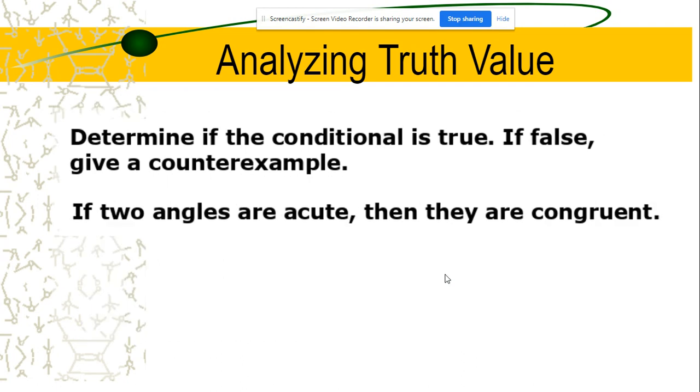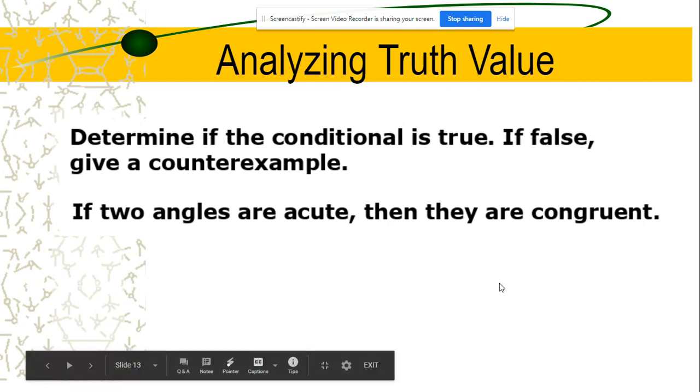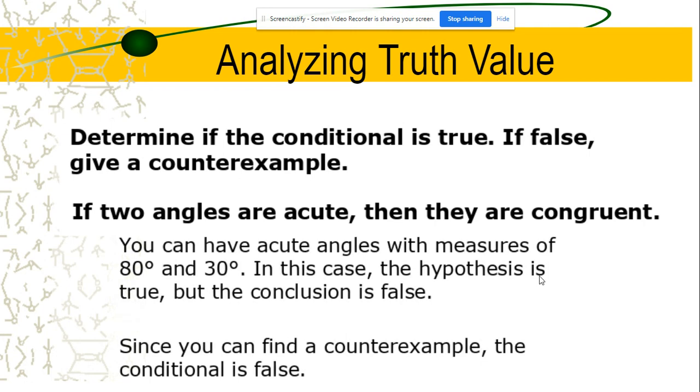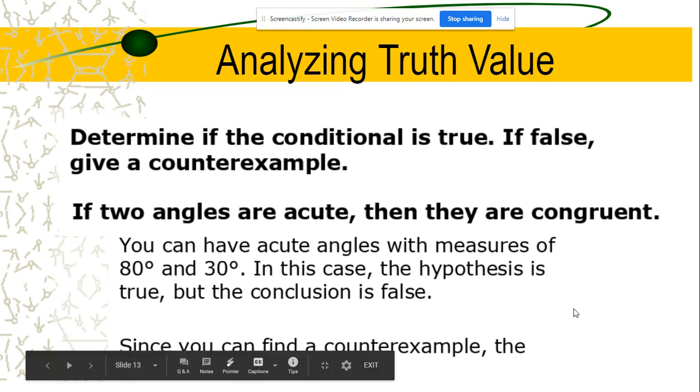So let's look at this one. If two angles are acute, then they are congruent. So you have to know what acute means, angles that measure less than 90 degrees. Congruent means they have the same value. Well, that one's going to be false. Two angles are acute, okay, less than 90 degrees. 80 degrees and 30 degrees are acute angles. So in this case, I found a counterexample. 80 degrees and 30 degrees are not congruent, and they don't have to be. So that makes the conclusion false, and I've found a counterexample to prove it false.